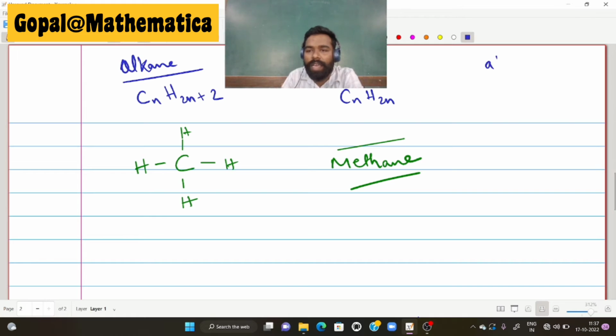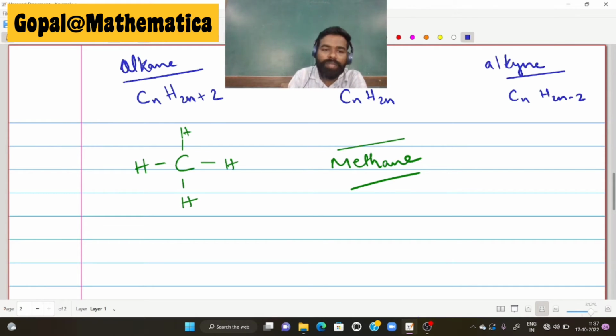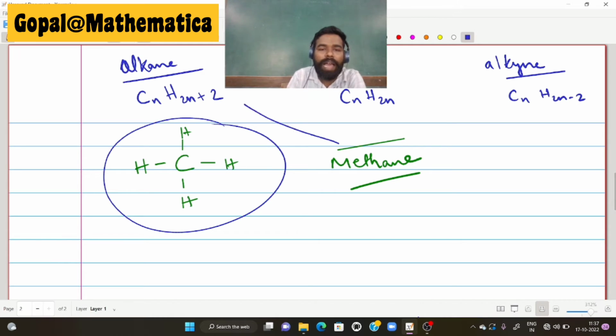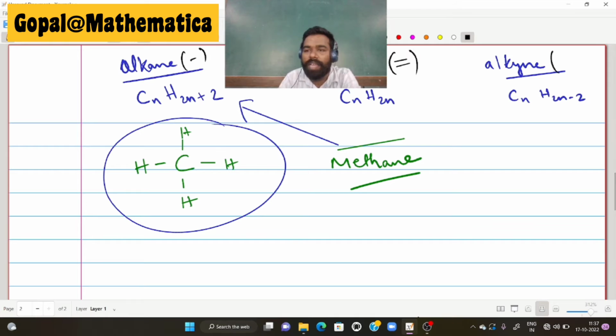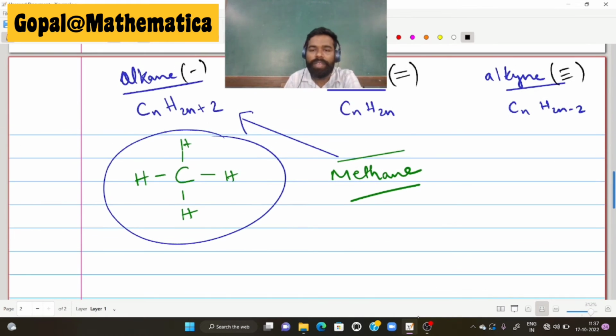And then next is alkyne, that is CnH2n minus 2. So now what have we formed? We have formed an alkane actually, isn't it? All the bonds are single bonds, that is alkane. And alkene, that is double bond, and alkyne is what? Triple bond.